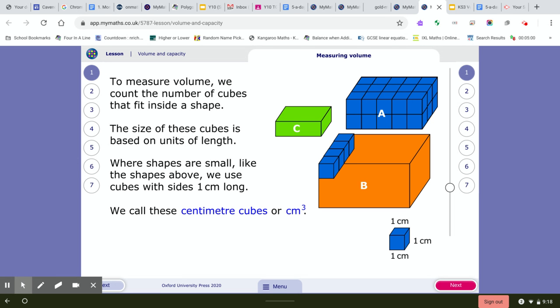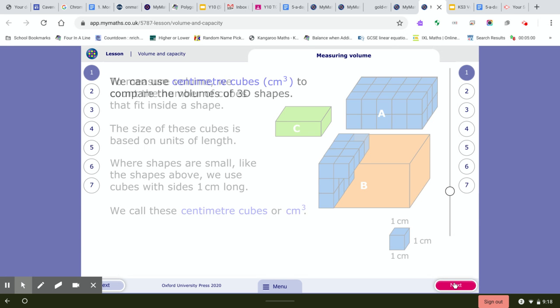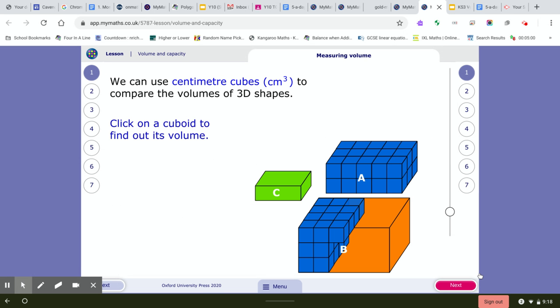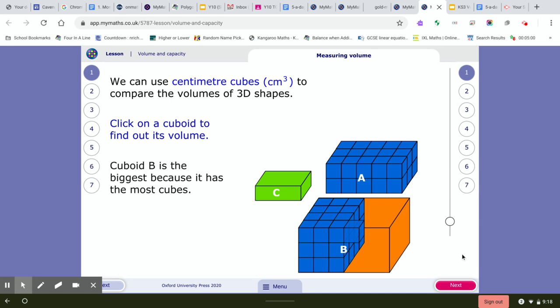And for B, we're going to do the same thing. You want to see how many of those 1 centimeter cubes will fit into each of these cuboids, and you will eventually see that B is the biggest.